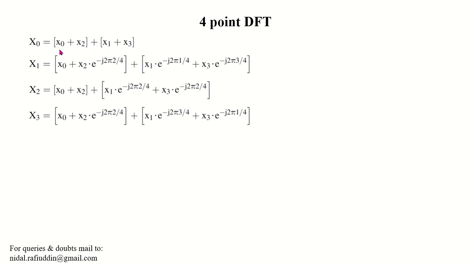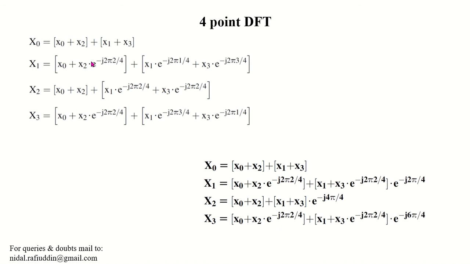So what we do is we first assign, let's say we assign this. Okay, let's further simplify this. Since we have x1 plus x3, we can take out e raised to power minus j 2 pi by 4 from here, and what we get is x1 plus x3 e raised to power minus j 2 pi 2 by 4. And this can again be simplified by taking e raised to power minus j 4 pi by 4. And this one can also be simplified by taking out e raised to power minus j 6 pi by 4. So what we're left with is this particular expression.